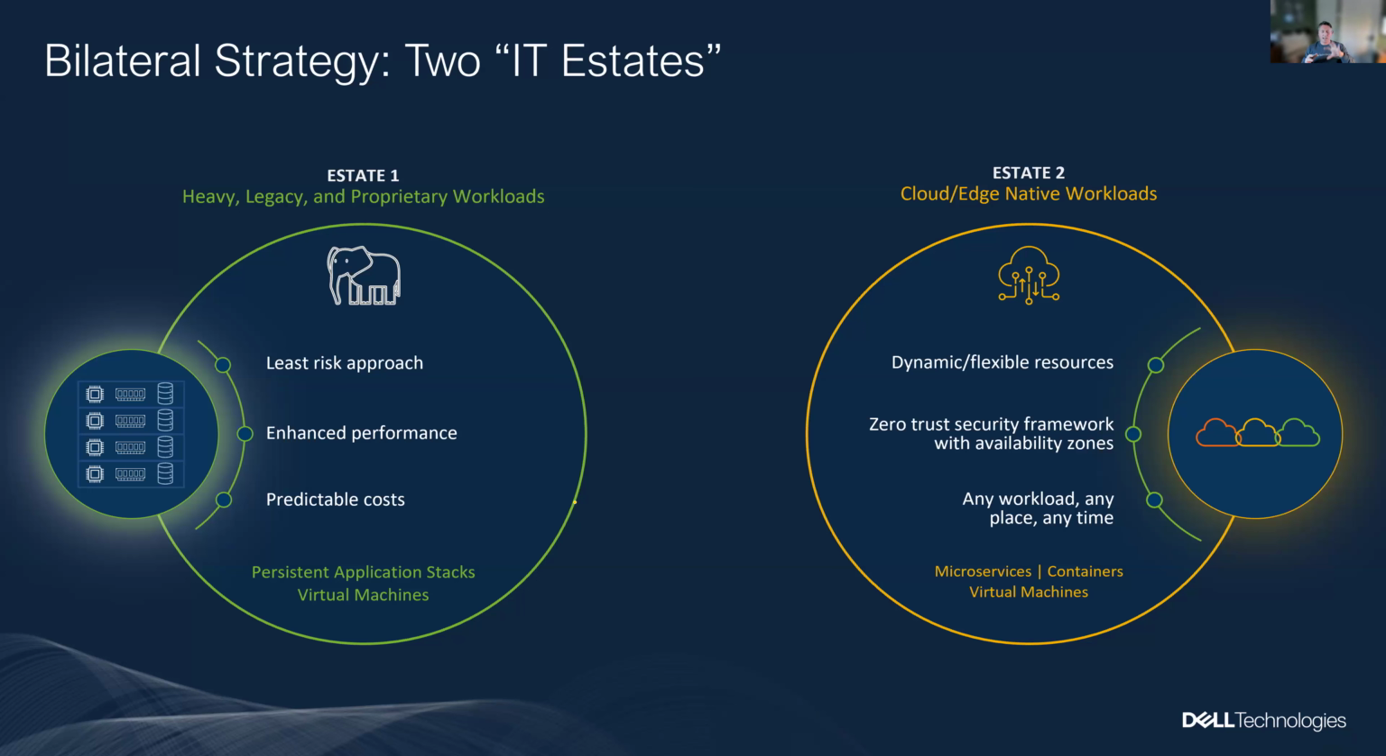If we take an organization that has a typical data center and they've got a business unit, maybe several business units, that are running cloud native applications, they've got a presence in AWS, right? They've got a presence in Azure. They're really operating in what you're seeing on the screen here in a bilateral two-estate environment. So to the left side is estate number one.